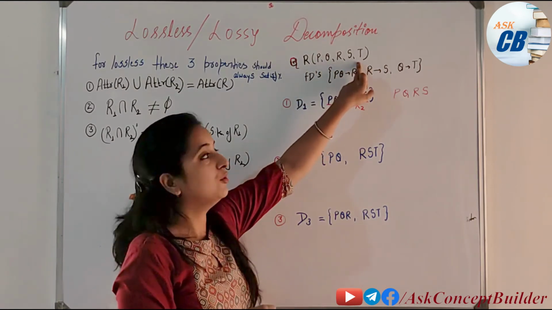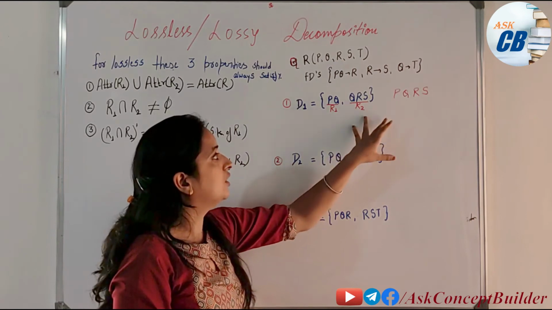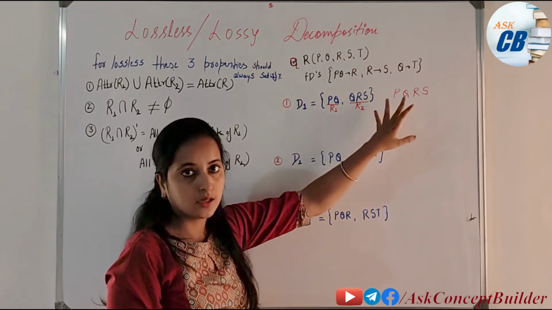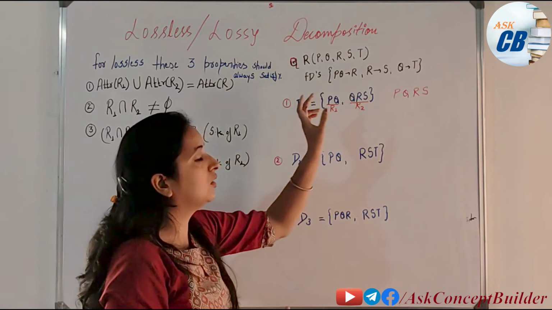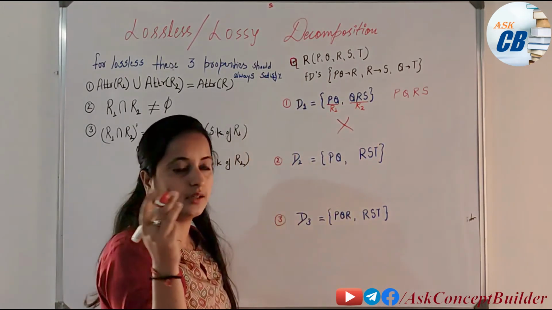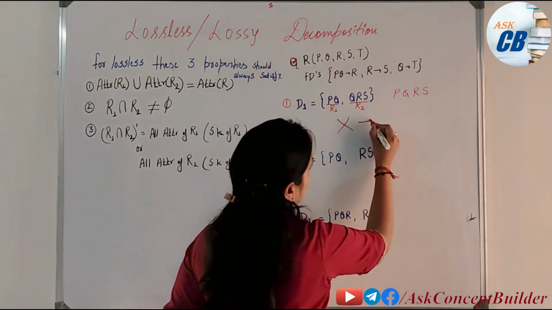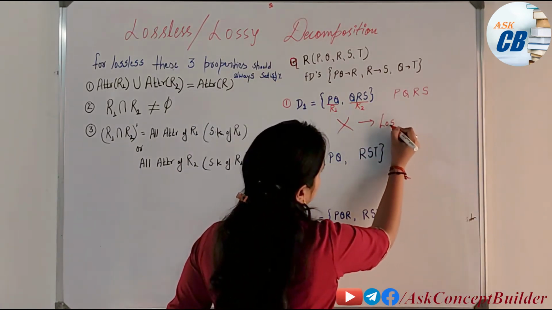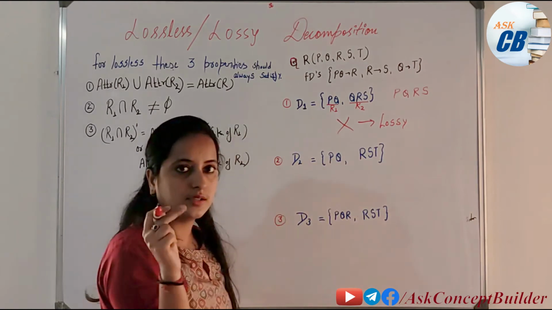So one attribute you have missed here, meaning the union of these two is not giving the complete attributes of R. So with the first property itself it is clear that this is not a lossless decomposition. So this is a lossy decomposition. In this way you have to check.